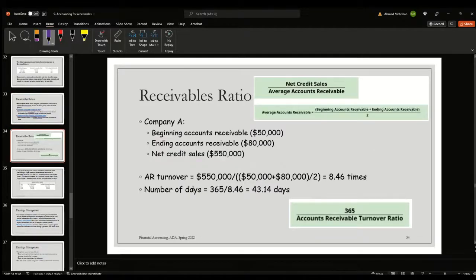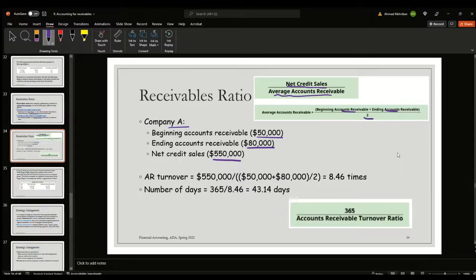Let's look at an example with some formulas that you can use in the future. We are given some information for company A. The beginning accounts receivable is 50,000, the ending accounts receivable is 80,000, and the net credit sales is 550,000. To calculate the receivables turnover ratio, we have to divide net credit sales by the average accounts receivable. The average accounts receivable is very simple to calculate: beginning accounts receivable plus ending accounts receivable, divided by 2.